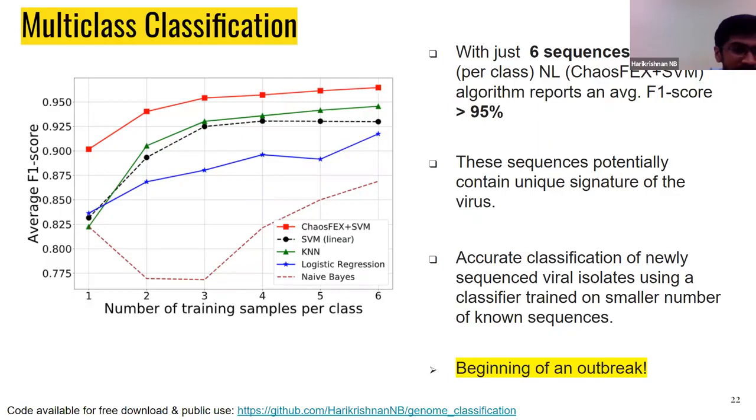There are 200 trainings, so there are 200 F1 score results for the test set, and that average result I am presenting here. As you said, I'm not coming up with a single model. I'm just trying to show how effective ChaosFEX plus SVM is in a low training sample regime.